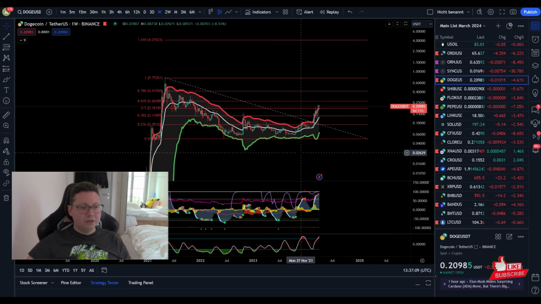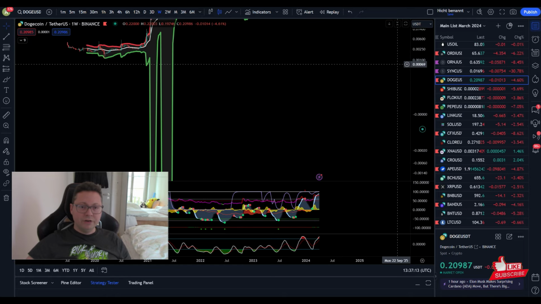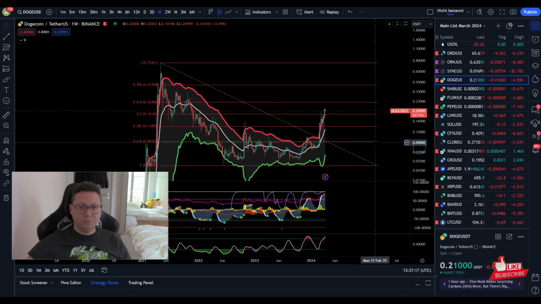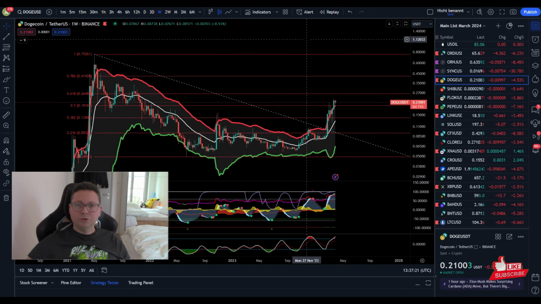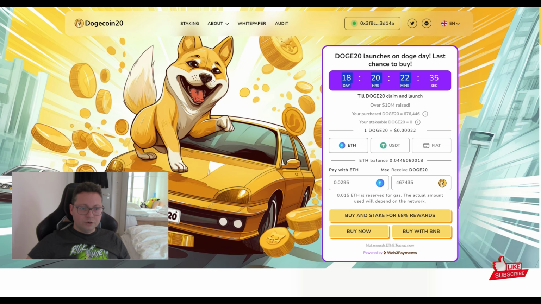And whenever coins like Dogecoin, Shiba Inu, Floki, Pepe, and so on are pumping, then very often other coins that also have the name in it, like Doge or Baby or Inu or Shiba or whatever, usually also perform very, very well. So Dogecoin 20. This is the update, guys. You can still purchase it if you want on their official website. You still have 18 days left before it's getting launched.